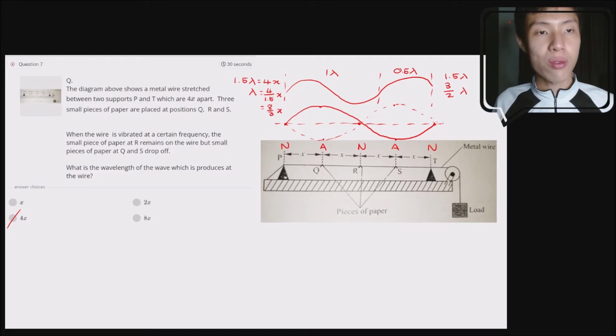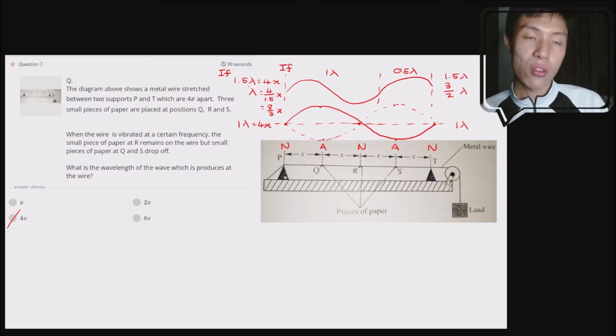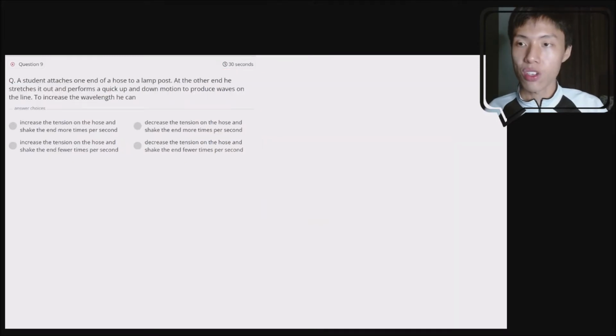But for now, you know that right here you have 1 lambda. So for here, 1 lambda is equivalent to 4x. So straight away you got the answer. But if it's another case, then you have to solve it like this slowly. So we know straight away the wavelength for this situation is 4x. Okay, let's move on to the next question.